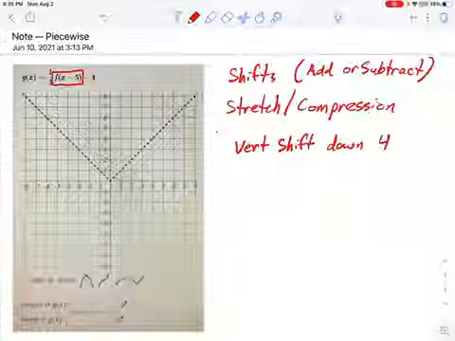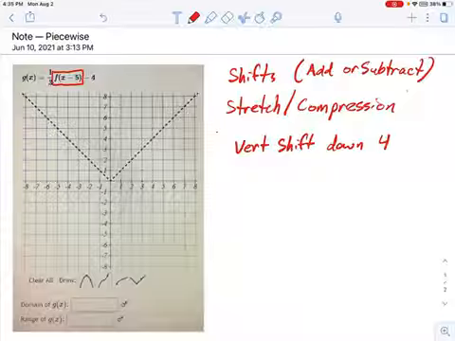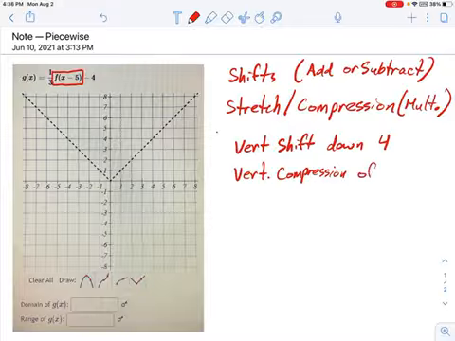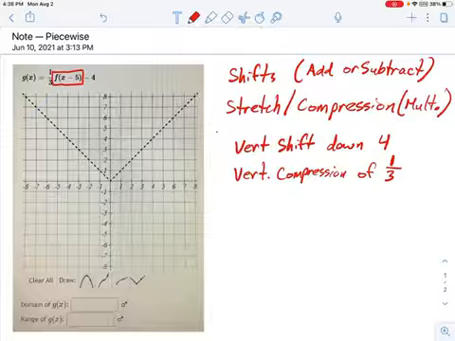And what's that 1/3 over there? Remember, stretches and compressions, those are multiplication. Okay, when we're multiplying. So that 1/3, since it's less than 1, is a vertical compression. And we say it's a vertical compression of 1/3. We don't say it's a vertical compression of a factor of 3. Even though we know it's shrinking by a factor of 3, we call it a vertical compression of 1/3.